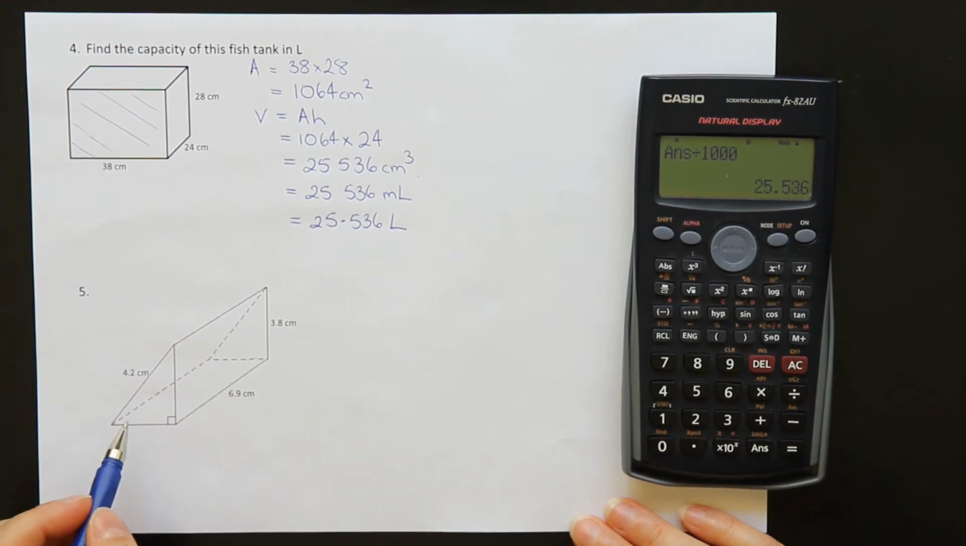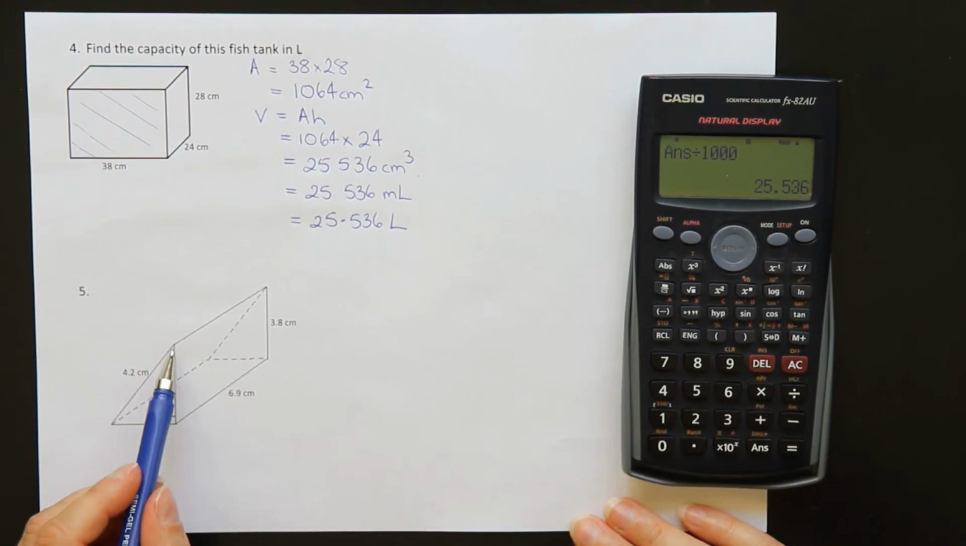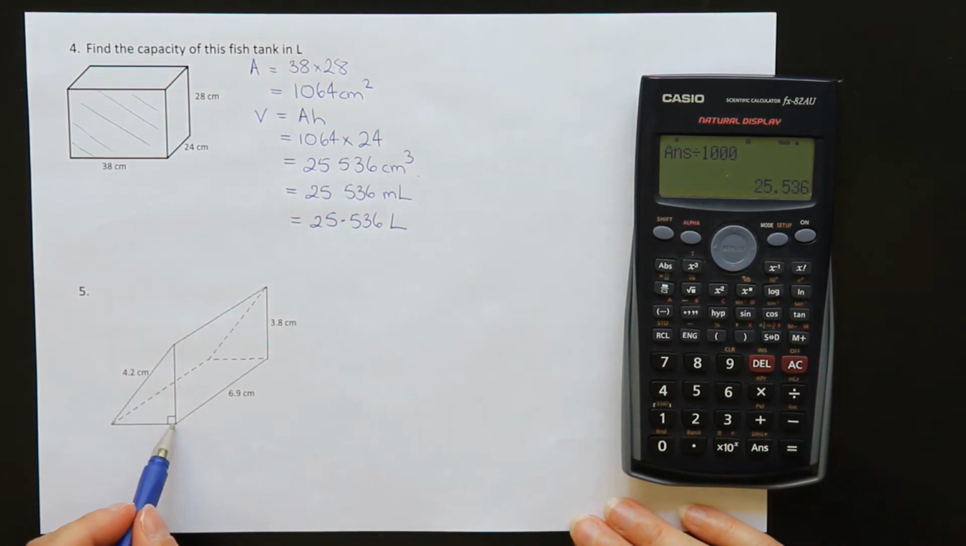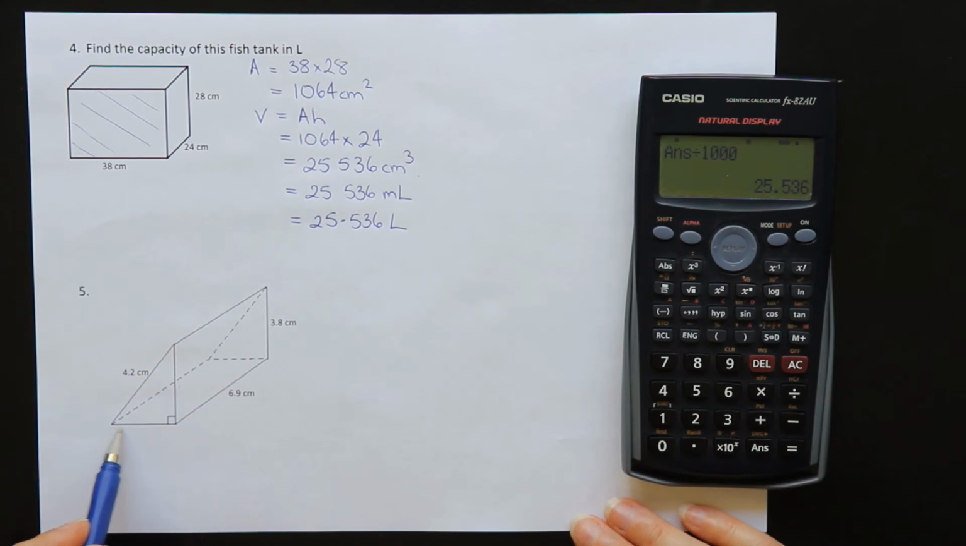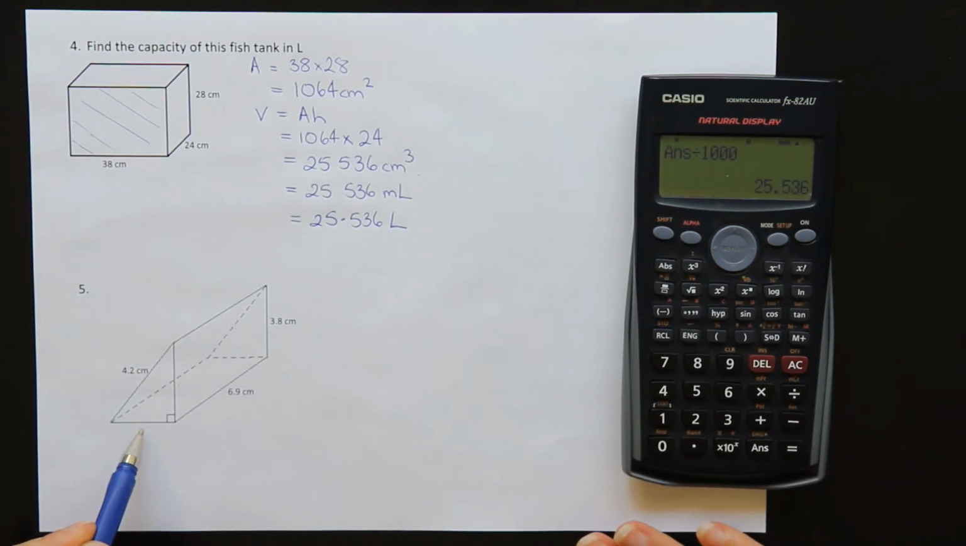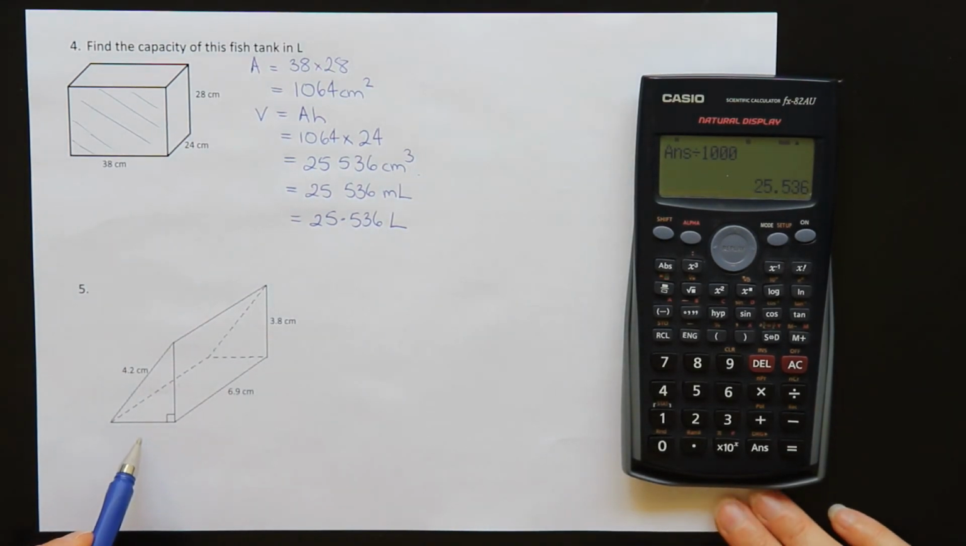So the volume, I need to find the area of my area, the end here, the cross-sectional area. So I need a base and a height. So they have to be the two sides joined by the right angle. I have the height, that height would be 3.8, but the base I don't have, and I can't use the 4.2 to find the area. I need to find this one here. So we're actually going to have to use Pythagoras Theorem.